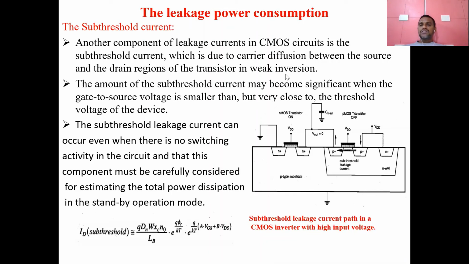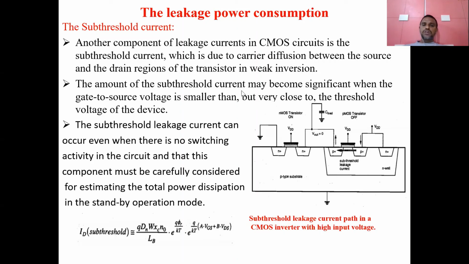So when this weak inversion layer will form: whenever that input voltage, or the gate to source voltage, is less than this threshold voltage or nearer to this threshold voltage, there will be an incomplete formation of this channel. That is called weak inversion layer formation. Because of that, the current will flow.